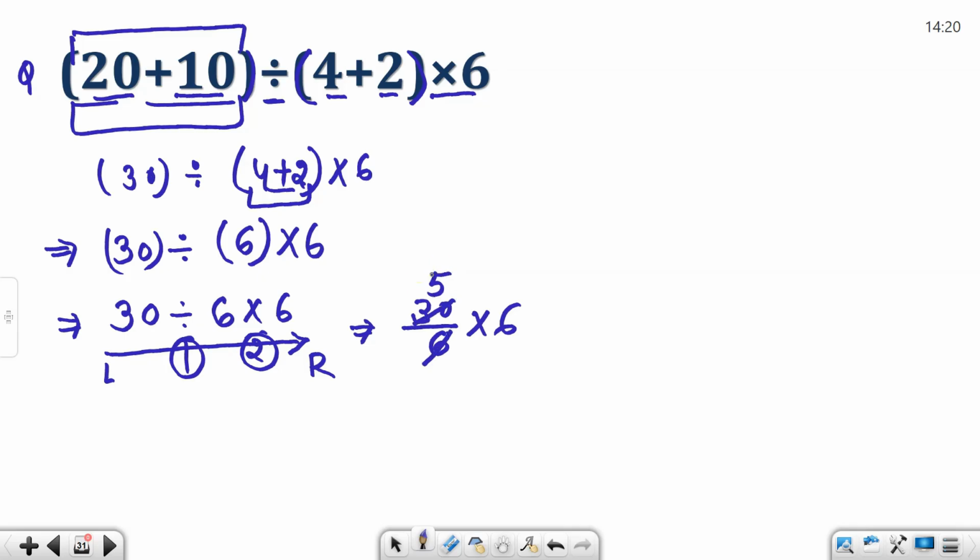30 divided by 6 is 5 times now. 5 into 6 equals 30. This is the right answer.